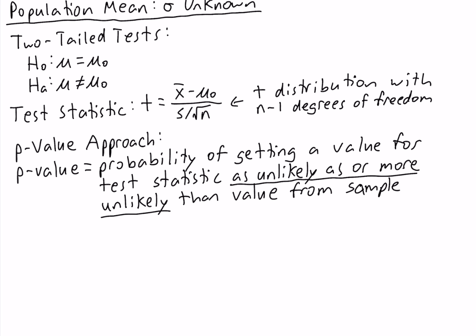Now, if it was a lower tail test or upper tail test, the definition would be exactly the same except for this underlined part. If it was a lower tail test, the underlined part would say as small as or smaller, and if it was an upper tail test, it would say as large as or larger.